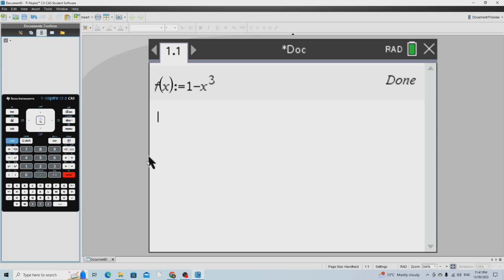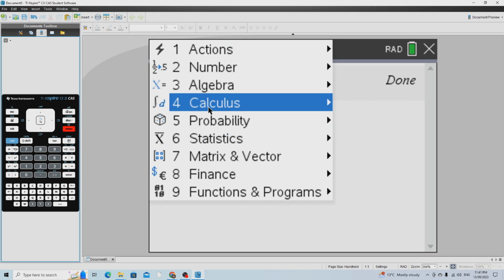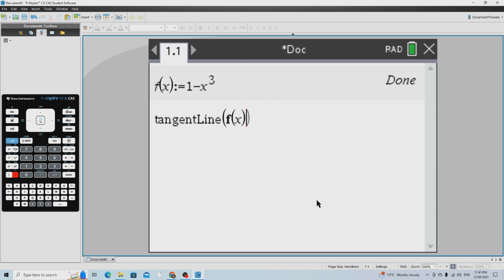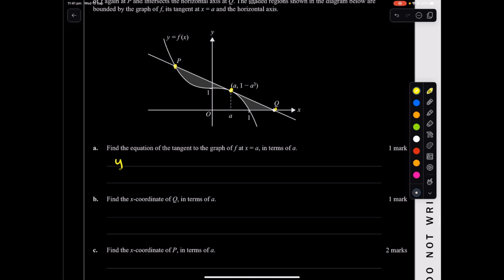F of x is 1 minus x to the power of 3. Okay, so we want to find the tangent. So just menu, calculus, tangent line of f of x, comma x at a. And that'll give us this. So your y equals 3a squared x plus 2a to the power of 3 plus 1.